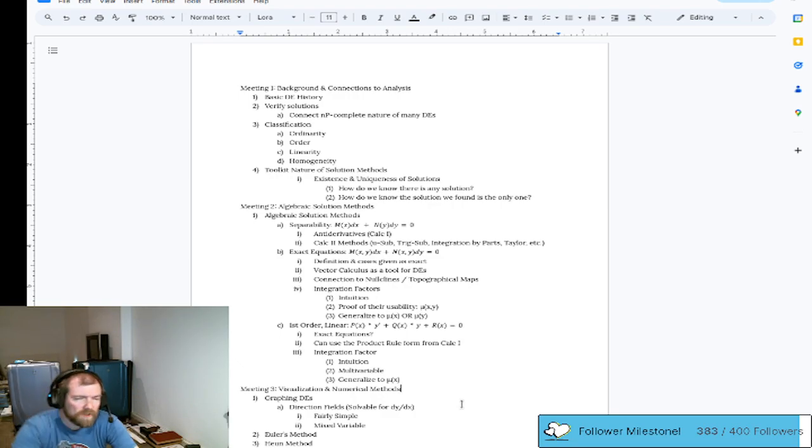So third group, we've got visualization of differential equations. So we want direction fields, those things which are solvable for dy dx, make it fairly easy, and then do some mixed variable stuff. X's and Y's just all over the place. What else do we have? So we got direction fields, or slope fields, if you want to call them that.